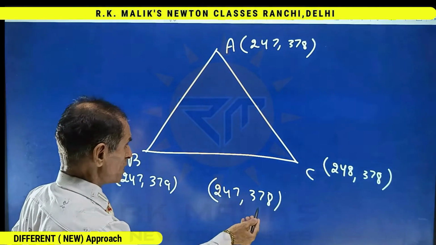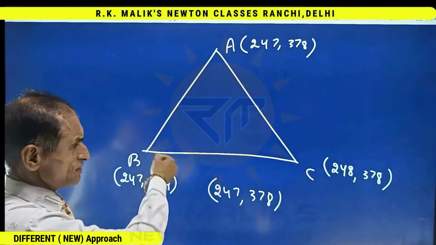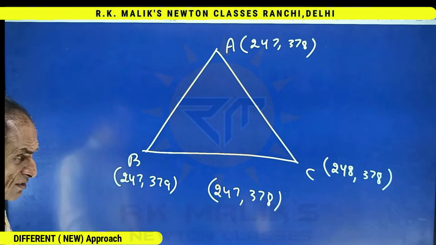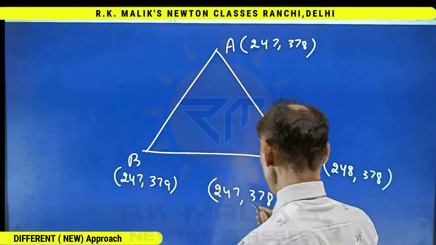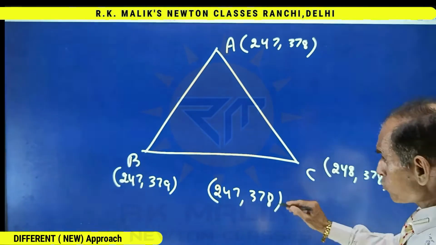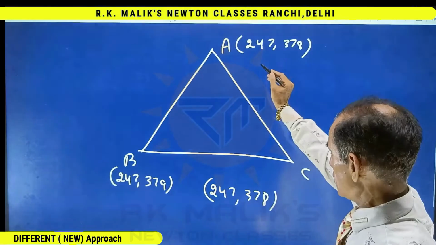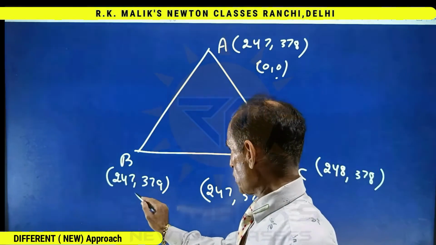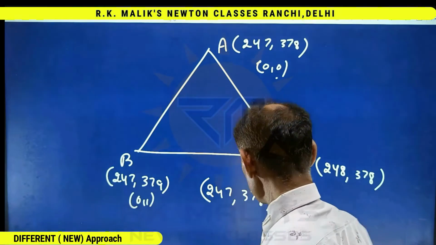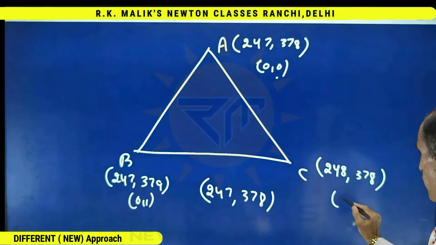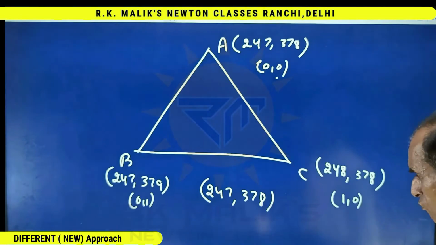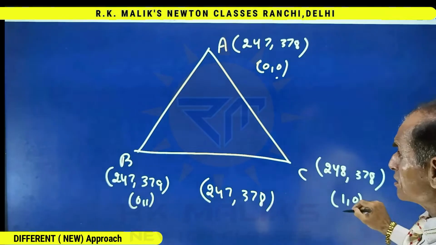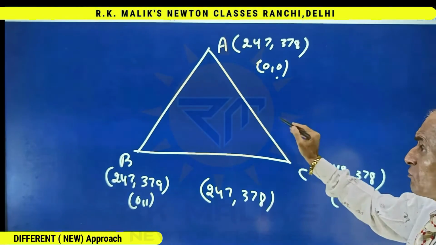If I shift the origin to this point, the coordinates will change, but we know that by changing the coordinates, area doesn't change. Therefore, by shifting the origin to this point, this point will be (0, 0), this point will be (0, 1), and this point will be (1, 0). And clearly, by taking these points, you can easily find that the area of this will be 1/2.